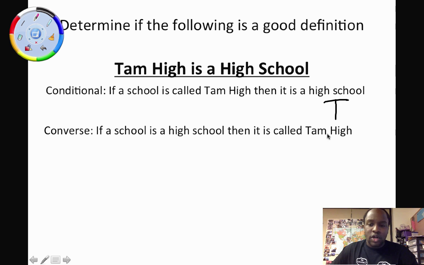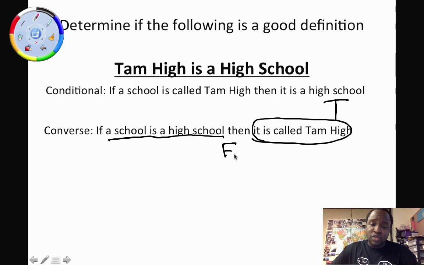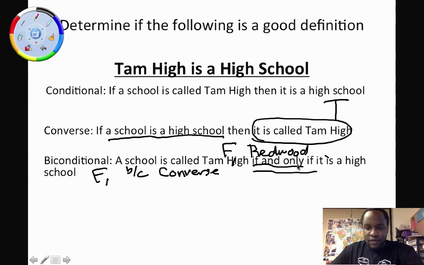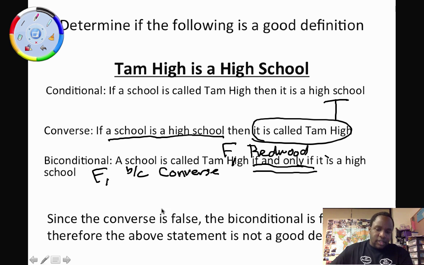But if a school is a high school, then it is called Tam High. So to prove that this is false, we need to figure out a school that is a high school, but makes the conclusion false. That is not called Tam High. So this is false because Redwood is an example. Redwood is a high school, but it is not called Tam High. So a biconditional statement is a school is called Tam High if and only if it is a high school. This would be considered false because the converse is false. So since the converse is false, the biconditional is false, and therefore the above statement is not a good definition.